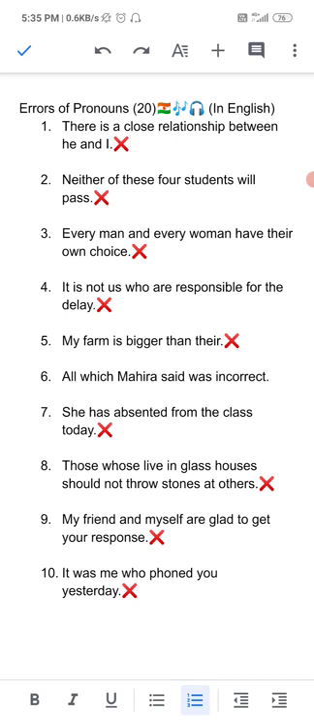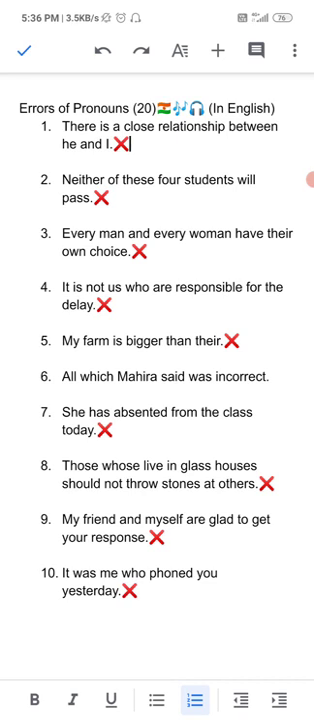Our session is on errors of pronouns. It is the 20th session of pronouns. We have to detect the errors in the questions given below, and we have to rectify these errors. So let's know how to rectify these errors. Stay tuned with Englisha. Our first question is, there is a close relationship between he and I.